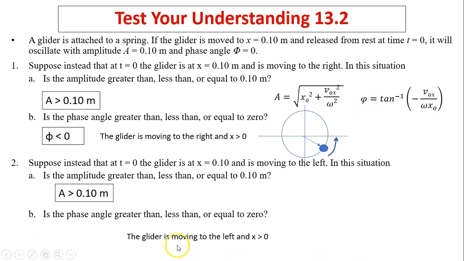Another way to think about it is the glider is moving to the left and x is greater than 0. So that means the glider must be in the first quadrant in the reference circle. So from this point of view, phi is also greater than 0.